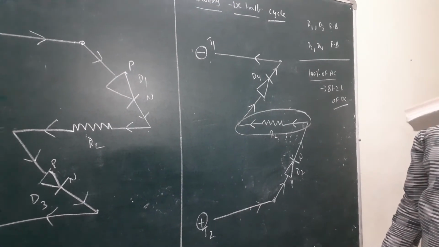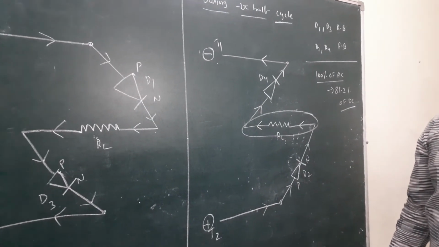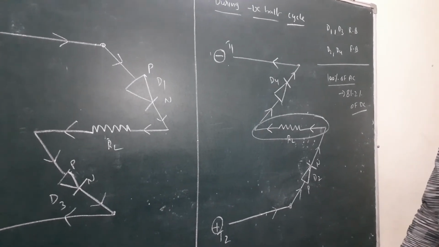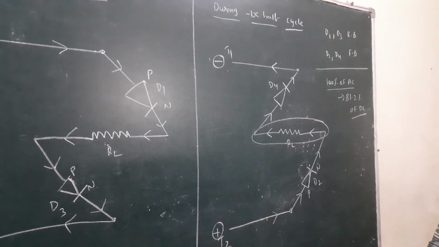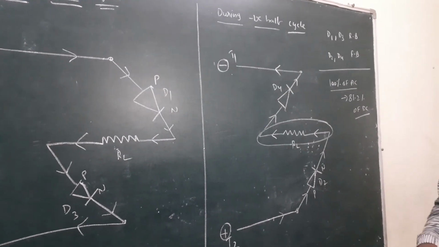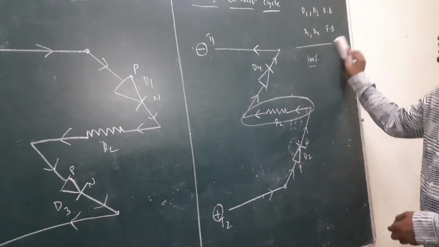Just like the previous topic, 100% of AC is converted into 81.2% of DC. That is called a full wave rectifier. So the bridge rectifier is also called a full wave rectifier, but here 4 diodes are used. Okay. In the next video I will discuss some problems.